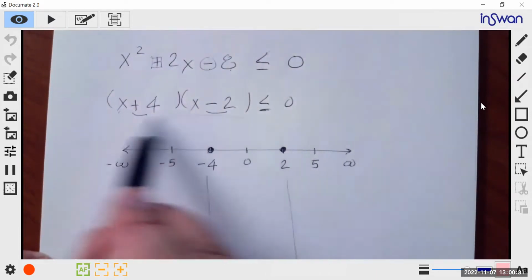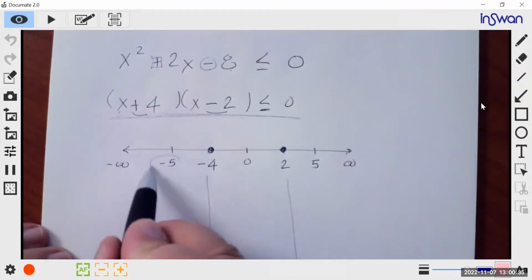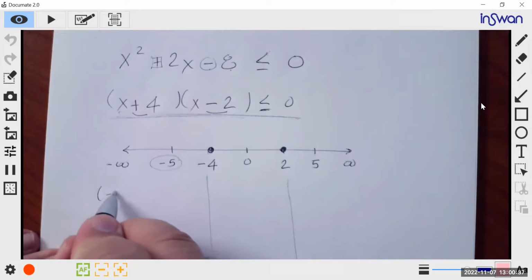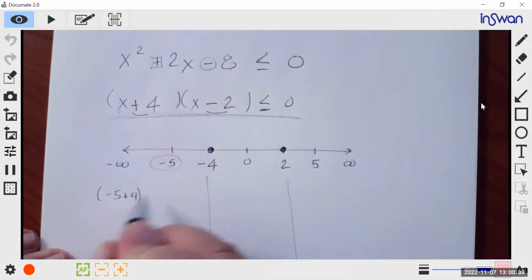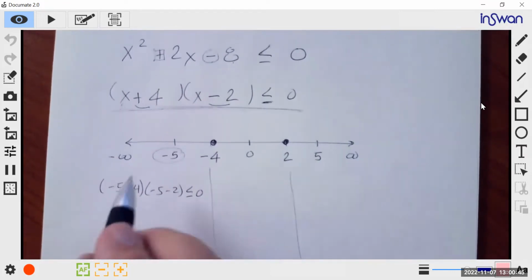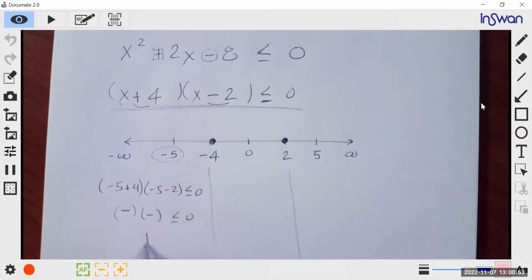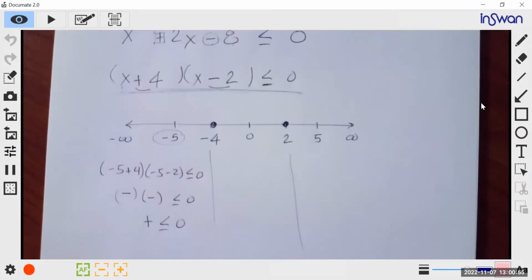And we'll use this factored form here. So at -5: -5 plus 4 minus 2. Is it less than or equal to 0? So -5 plus 4 is a negative answer. Negative times negative is positive. So I can't use that.